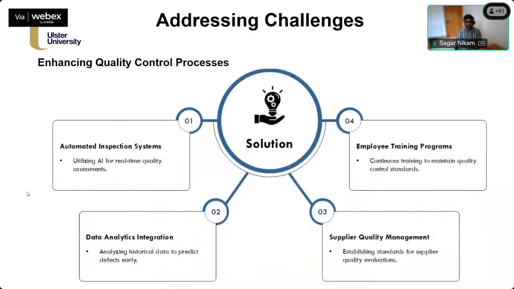So a solution for this could be, first, to reduce the manual work, so we can use automated inspection, where AI can be used for real-time quality assessment.